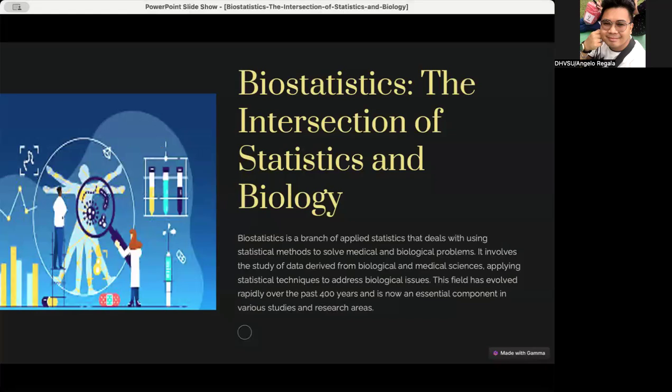Now we're on chapter 3 of our discussions about statistics for life sciences. Today we'll be discussing chapter 3, which is about biostatistics. In this chapter, we will be dealing with information such as what is biostatistics, as well as its importance, and some applications of biostatistics, as well as some important information like the different vital statistical rates and ratios.